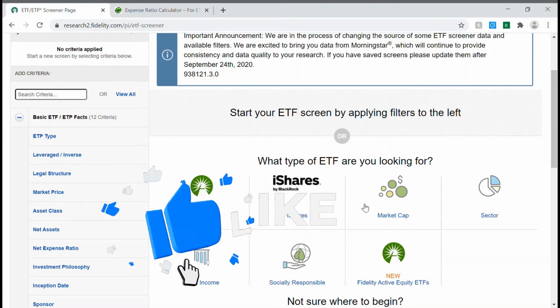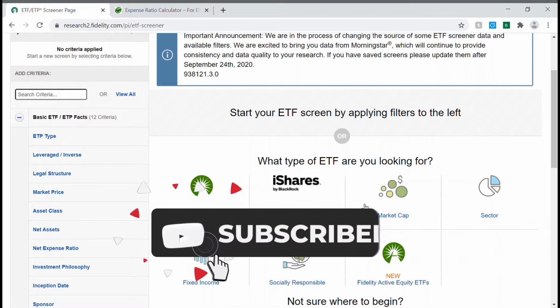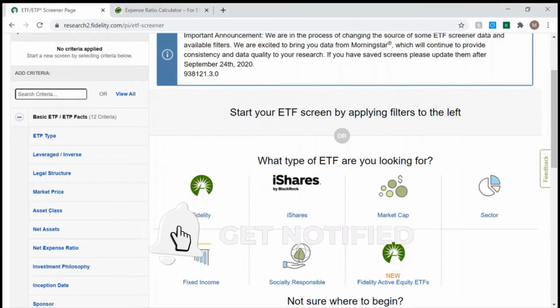Today I'm going to talk about how to pick ETFs to buy and hold and retire rich. I'm going to demonstrate this using the Fidelity ETF screener. This is a free resource for anybody to use. Just sign up for an account and you can be using it today.